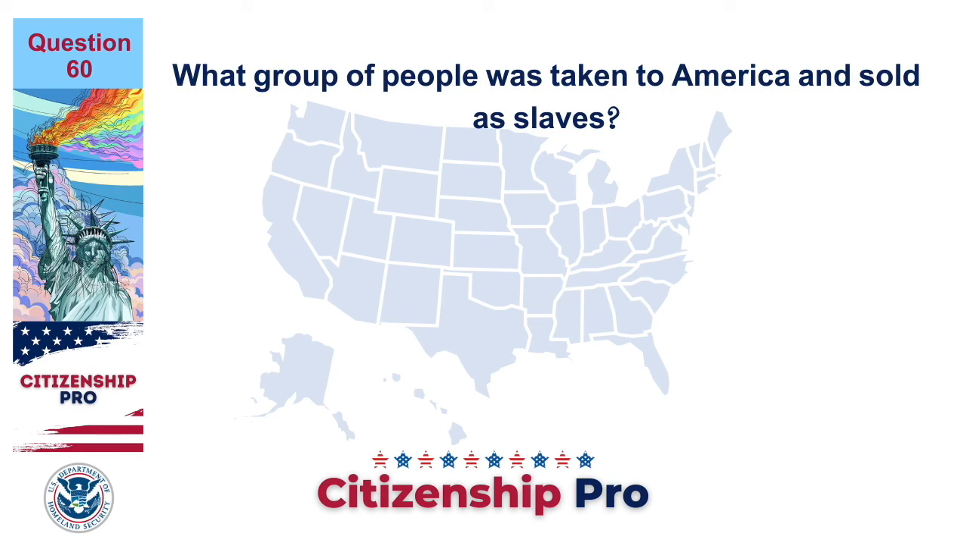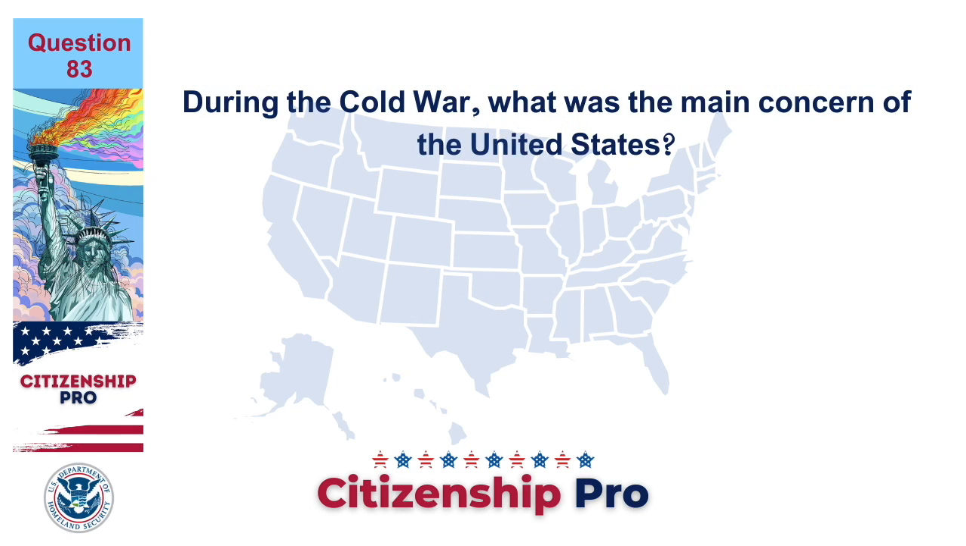What group of people was taken to America and sold as slaves? Africans. During the Cold War, what was the main concern of the United States? Communism.